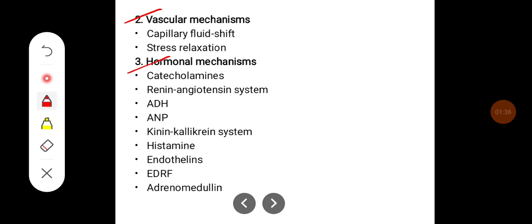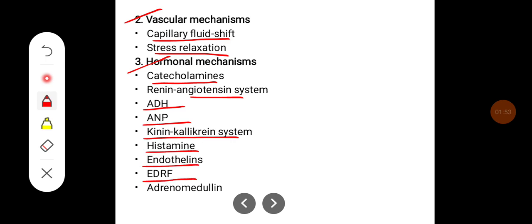Whereas in vascular mechanisms, there is the capillary fluid shift mechanism and stress relaxation, and the hormonal mechanism consists of catecholamines, renin-angiotensin system, ADH, atrial natriuretic peptide, kallikrein system, histamine, endothelins, EDRF, and adrenomedullin. Vascular mechanisms are important for intermediate regulation, whereas hormonal mechanisms are important for long-term regulation of blood pressure.